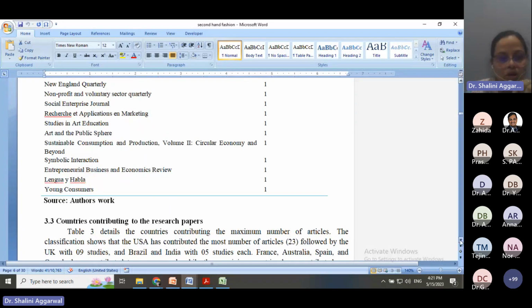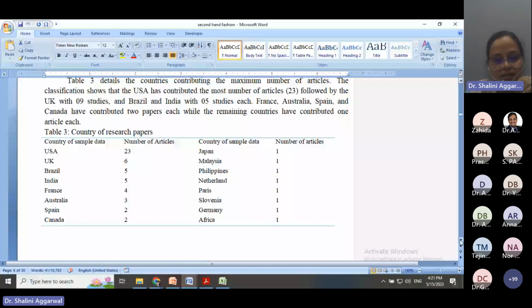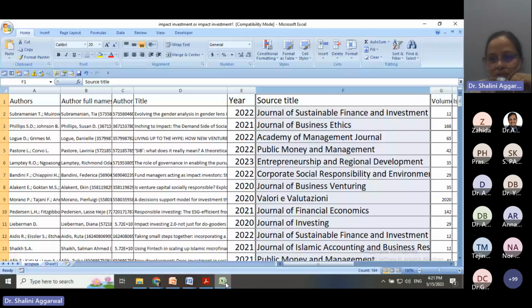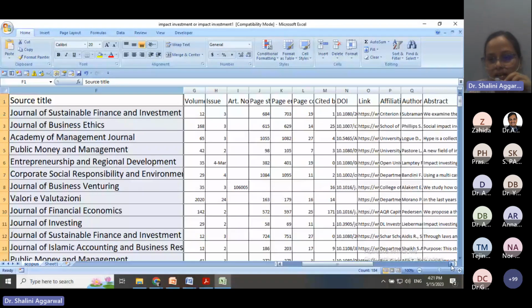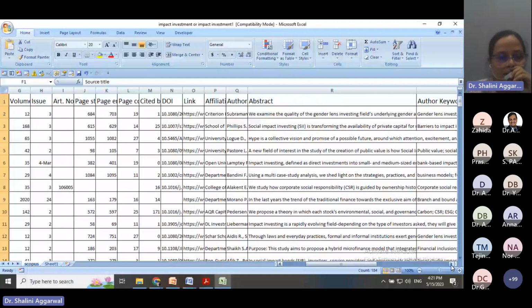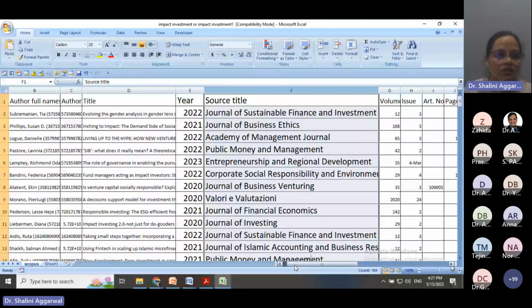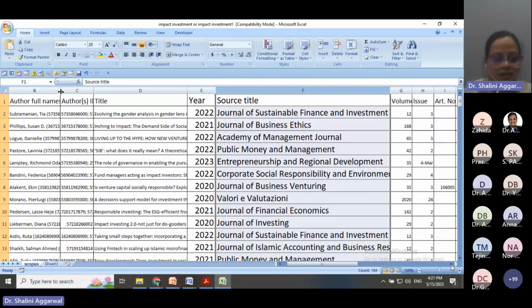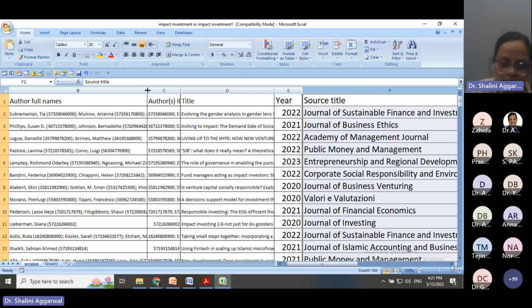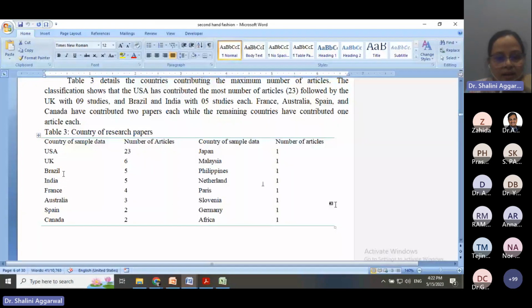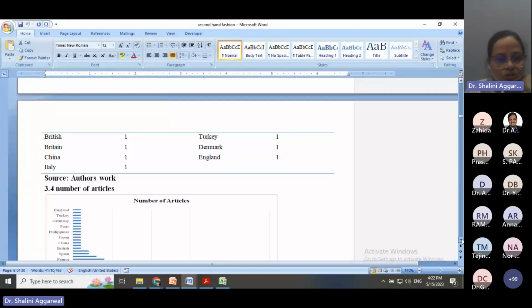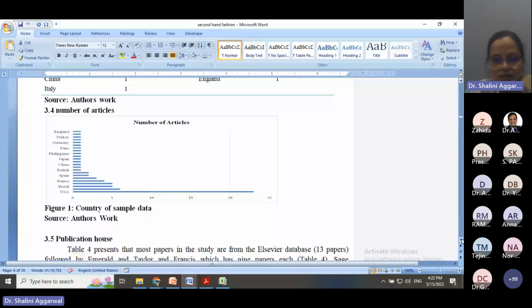Next is countries contributing to the research papers. Again, you will get this from here, right? The countries. If it is not written here, you can take the country of the authors, right? And you can make a chart over here. Like this we have already made the chart, that is USA, UK, Brazil, India, right? This you can also get from the Scopus database. Number of articles, right? This is again a table.